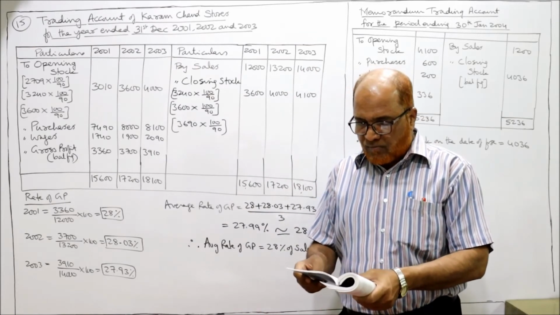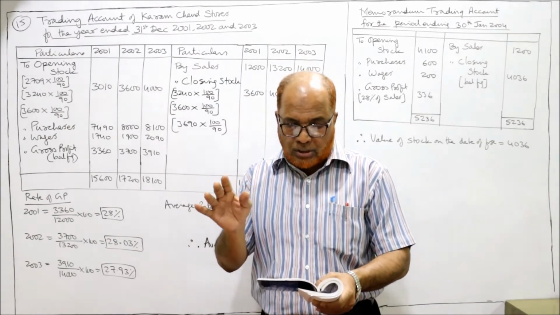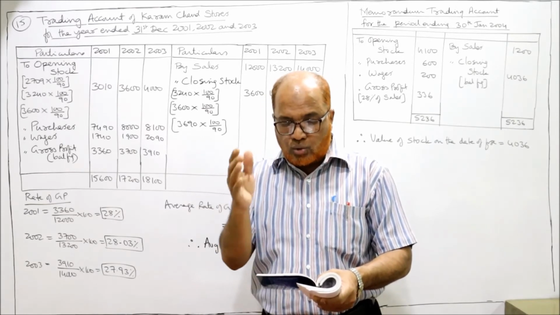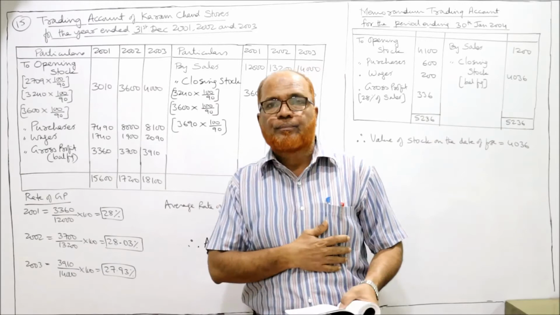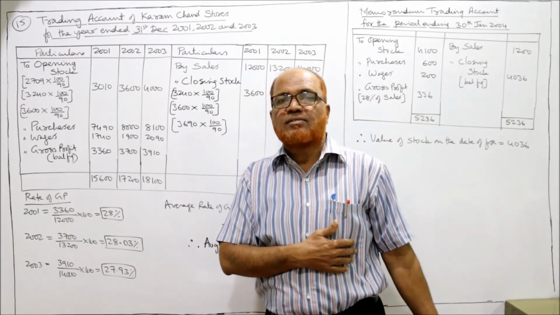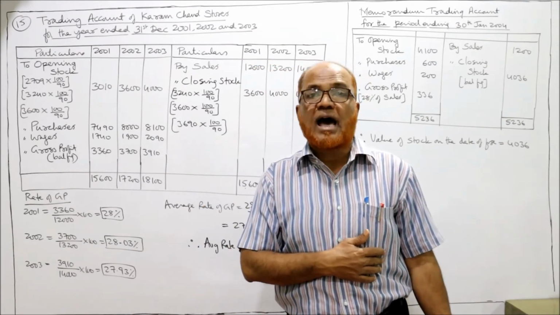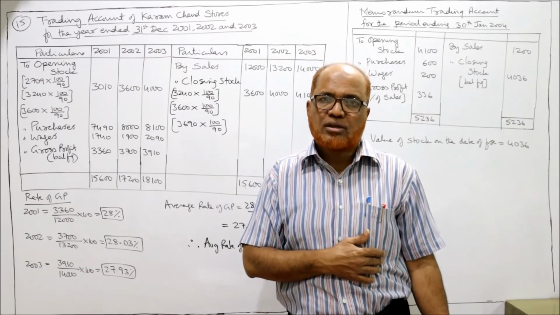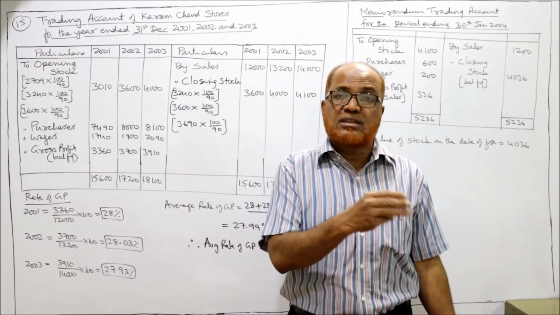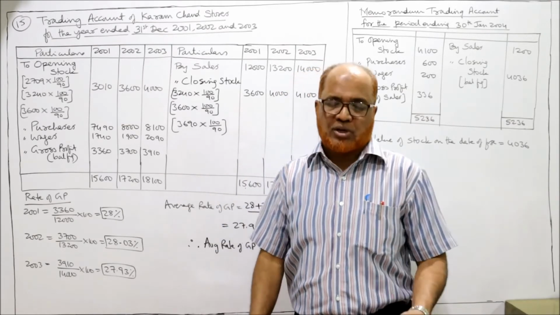Then 2001, 2, 3, 4 years data is given. Actually, the fire occurred in the year 2004. Here the data is given for the last 3 years, that is 2001, 2002, 2003. Fire occurred in 2004. So we calculate the gross profit ratio of the last 3 years and we calculate the average GP ratio. So far only 1 year data was given, but in this problem last 3 years data is given. So we calculate the GP ratio of all the 3 years, then we calculate the average GP ratio.